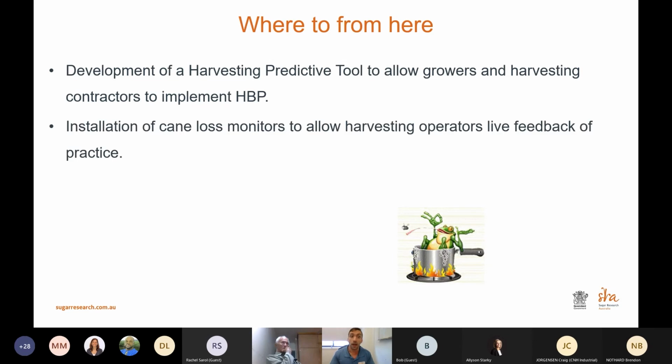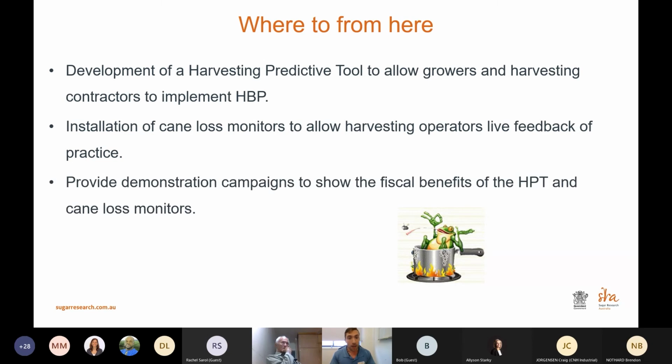To support that though, there's a number of cane loss monitors out in industry. So obviously the recommendation of looking into yield monitors and cane loss monitors is critical. Live feedback in the harvester is key for industry, so you're able to see and make changes on the run.